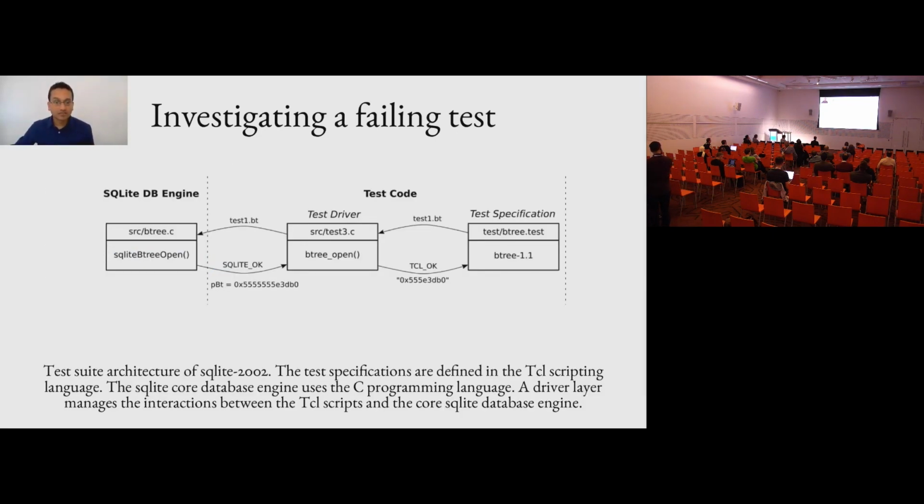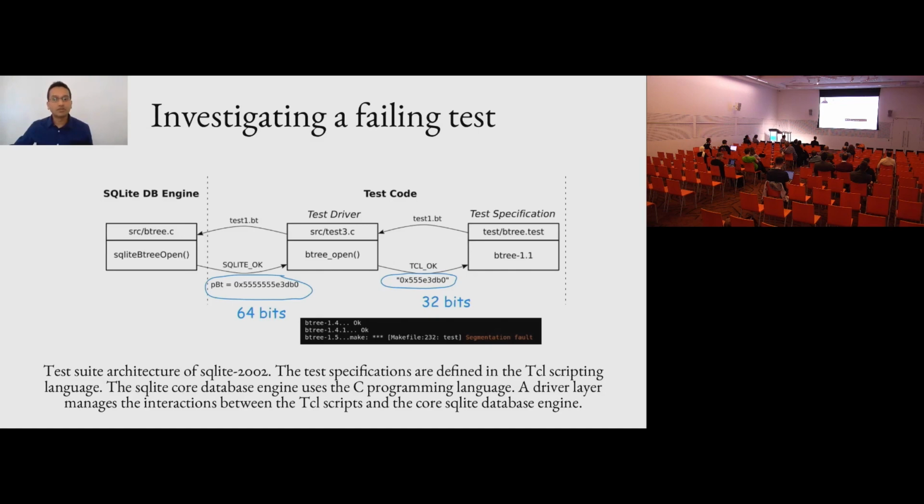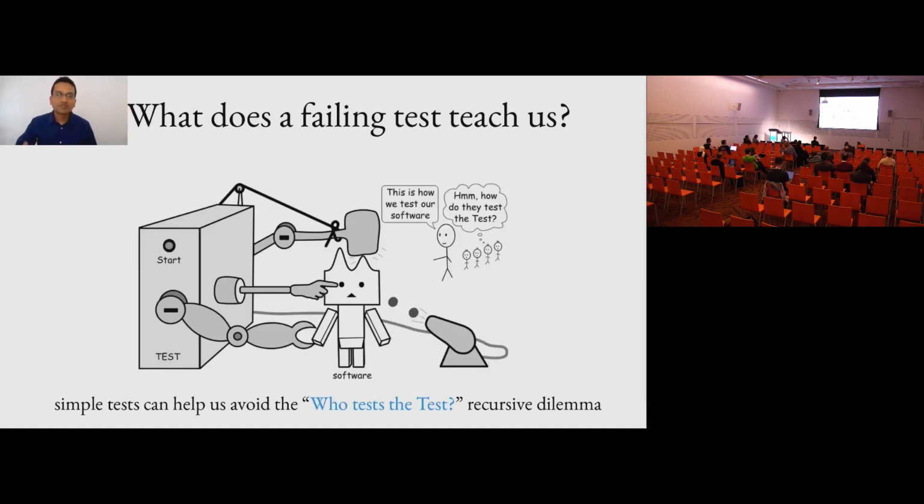Our investigation shows that this failing test is caused by a test suite that is still living in a 32-bit world, whereas modern computers use 64 bits to store the address of a memory location. From this failing test, we learn that if a test suite is relatively complex, then it will demand a test suite for itself, leading to a recursive dilemma. Therefore, we should prefer a simpler test suite.